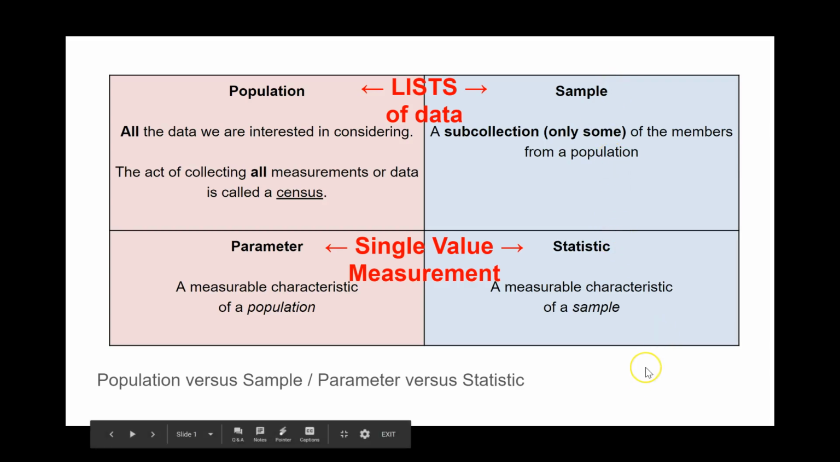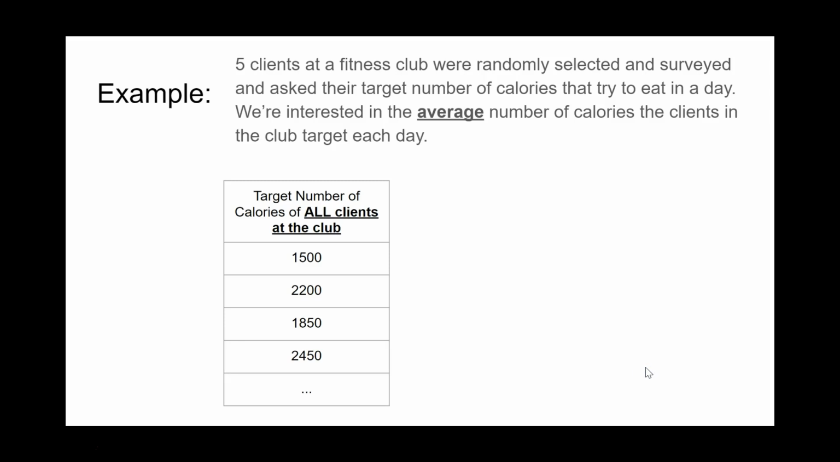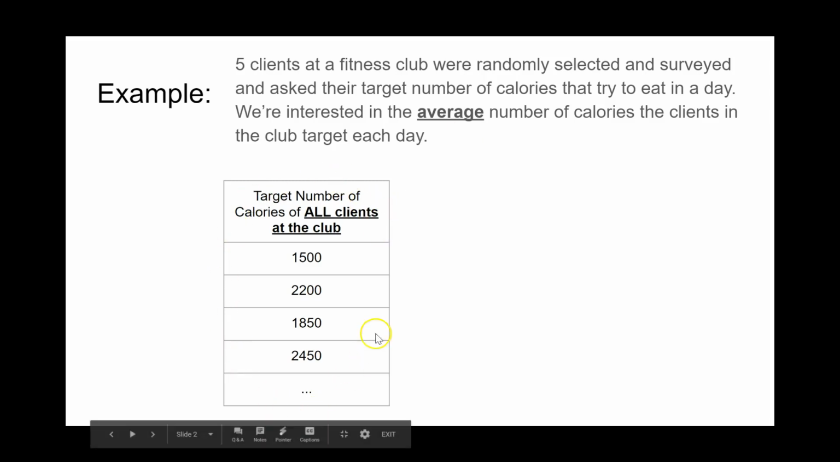So let's look at an example of this. Suppose we have 5 clients at a fitness club and they were randomly selected and surveyed where we asked them their target number of calories that they try to eat each day. And maybe we're interested in what is that average number of calories that these clients in the club target each day. Well, here we see we have a list.